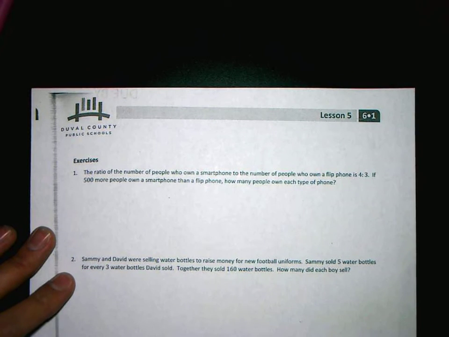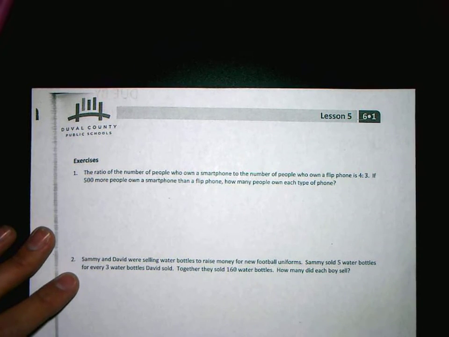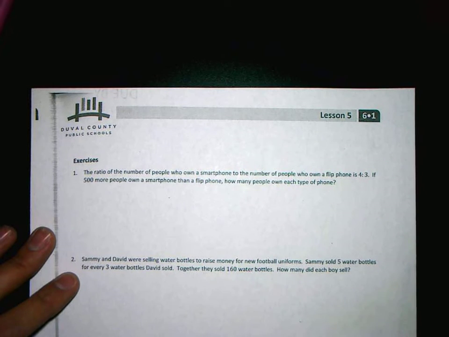The first one says the ratio of number of people who own a smartphone to the number of people who own a flip phone is 4 to 3. If 500 more people own a smartphone than a flip phone, how many people own each type of phone?